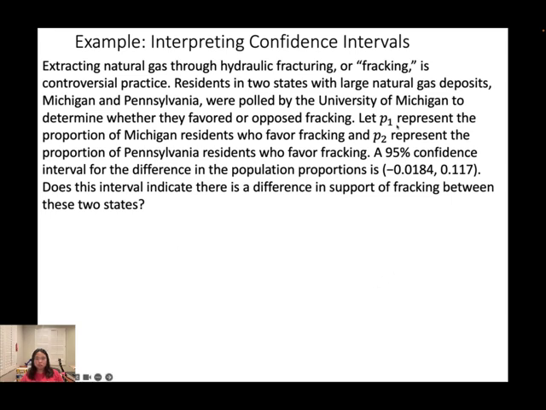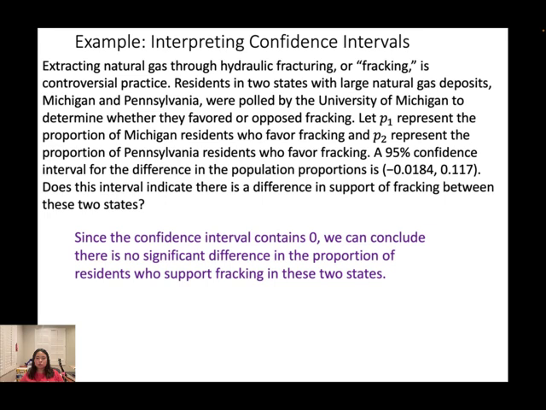Okay, this one, they already have you state the P1 and the P2, right? And they constructed the 95% confidence interval for the difference in the population proportions. They do have the answer here already. They just want to know, does this interval indicate there is a difference in the support between these two states? So look at this confidence interval. One negative, one positive. That means it includes zero, right? When it includes zero, it means P1 is equal to P2. So we're gonna say since it contains zero, we can conclude there is no significant difference. No significant difference means they are equal to each other. That's it.